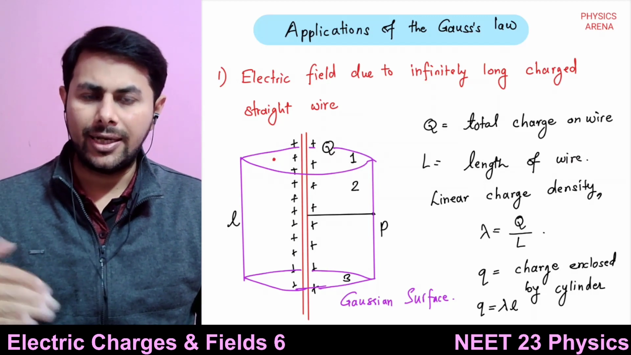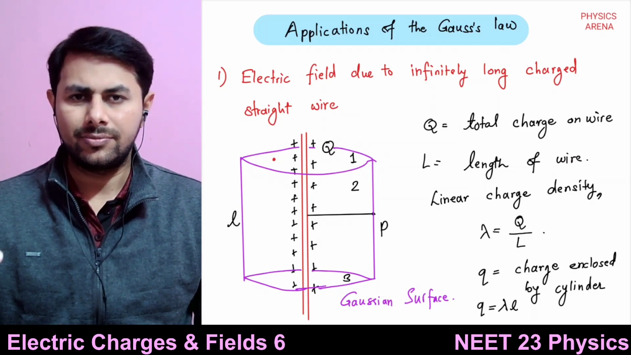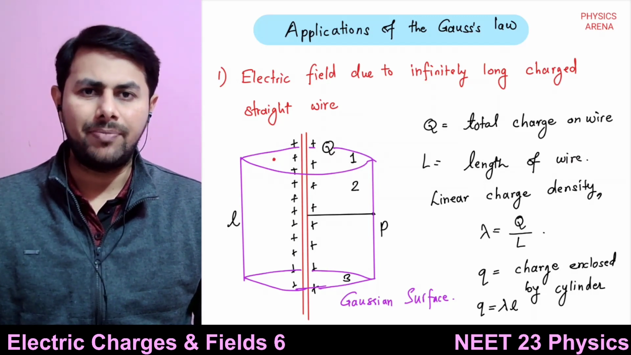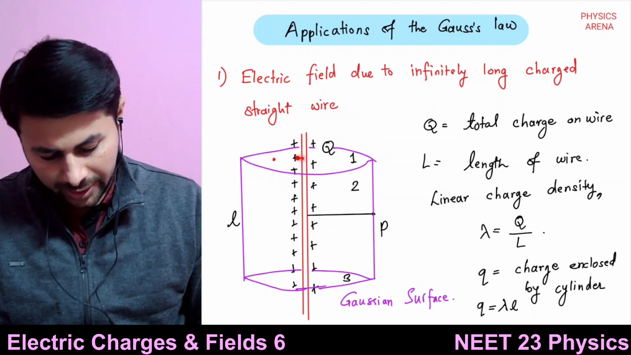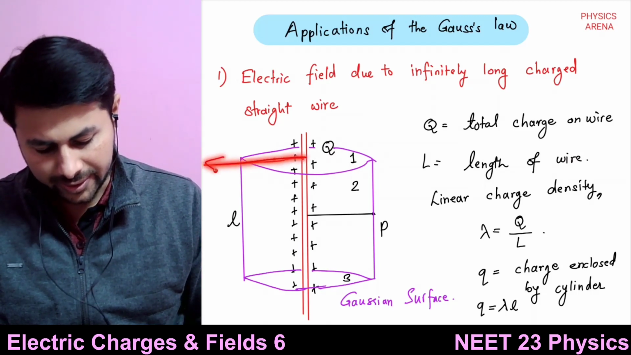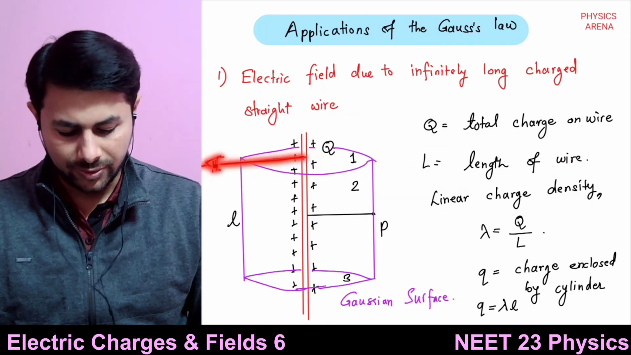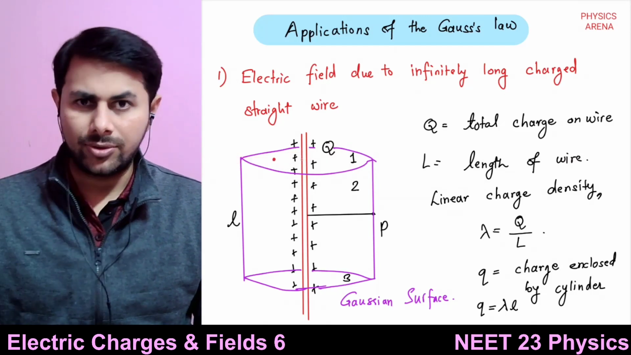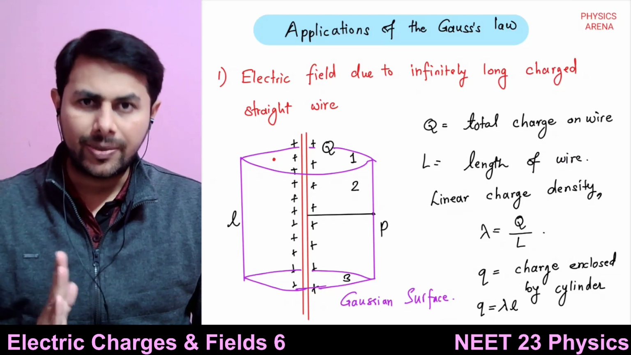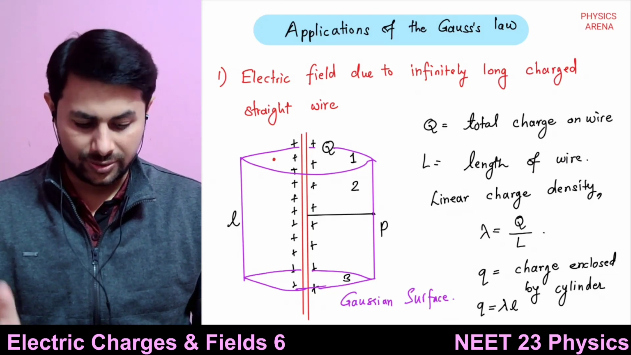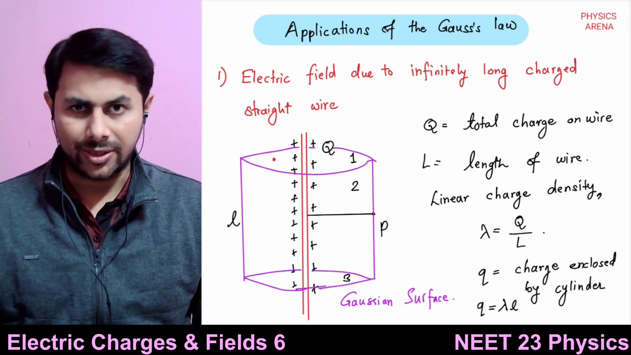Will the electric field lines pass through that point? So how will the electric field line pass through that point? The electric field line will be directed like this. So it will pass through the point, but it will not pass through surface 1. It will never pass through surface 1.